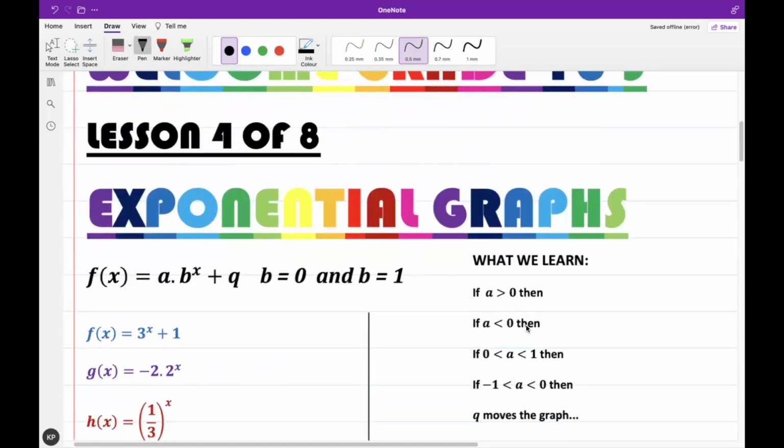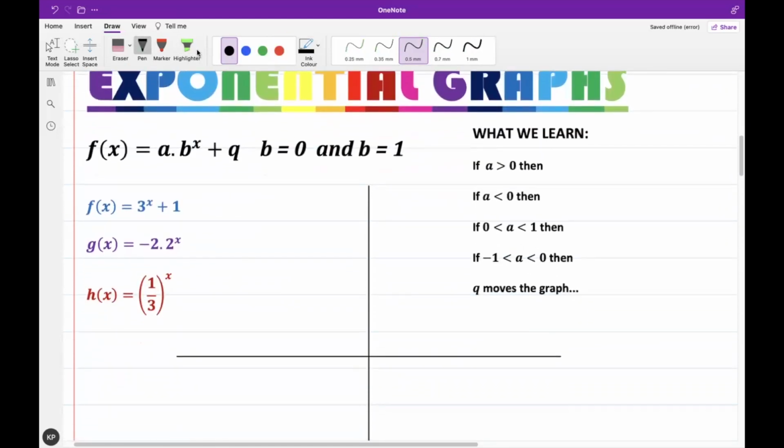All right, so let's check. After this, we need to be able to fill these in. If a is greater than 0, what happens? If a is less than 0, what happens? If a is between 0 and 1, what happens? And if a is between -1 and 0, as well as 0 and -1, and q.